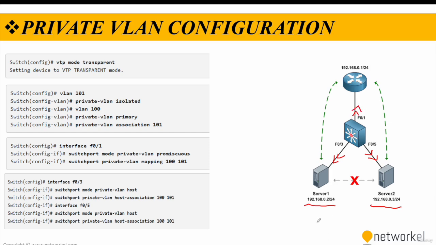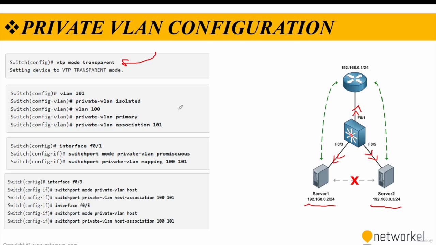The goal in here is restricting the traffic within the same VLAN. So I don't want server 1 to communicate with server 2 and vice versa. So how can we achieve it? Let's see the configuration. First of all, I need to set the device to VTP transparent mode. Okay, if you just want to configure the private VLAN, you need to set the VTP mode to transparent.